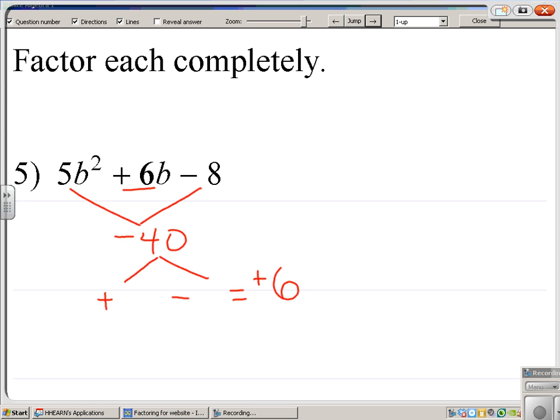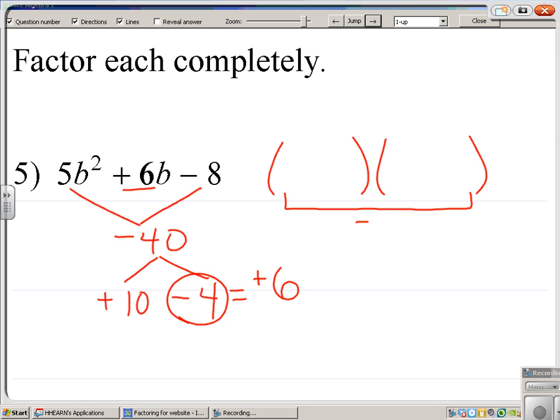And I could go through the list, 1 and 40, 2 and 20, 4 and 10. Oh, 4 and 10. There it is. 10 and 4. So at that point, I've got my magic numbers. I know this thing factors. I, of course, cannot just place those numbers. I have to set my outside product to be either one of those. I'm going to choose -4.